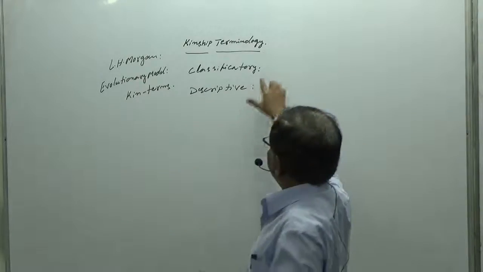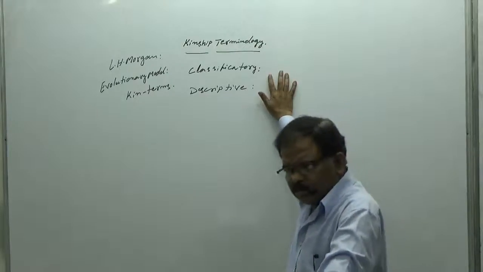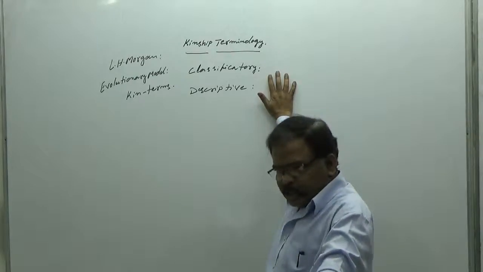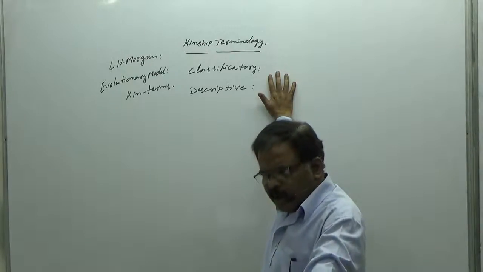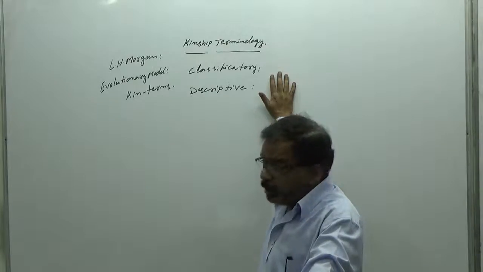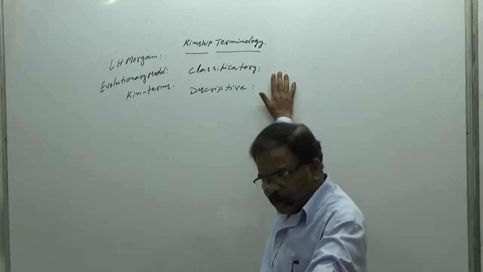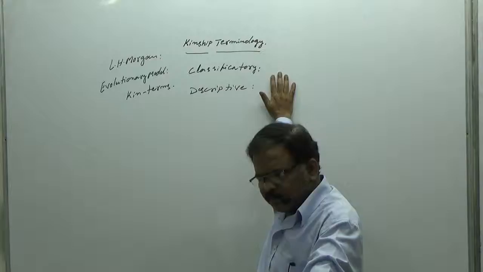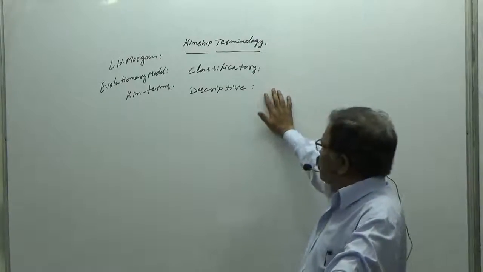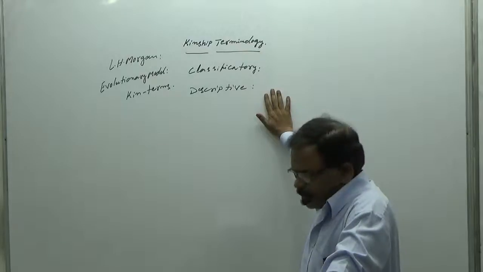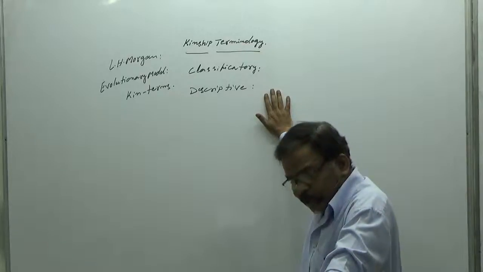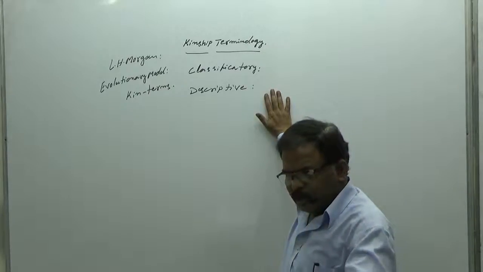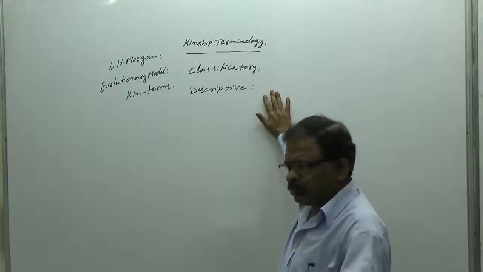See, if a term denotes more than one relationship and more than one criterion, then that comes under the classificatory category. If the term denotes a specific person, only one kin, only one criterion, then that is a descriptive term.